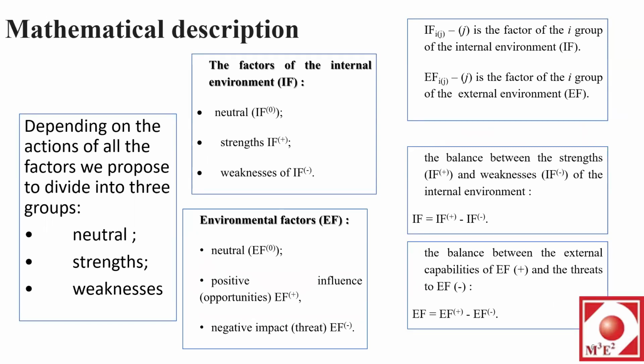Here we show basic mathematical formulas and symbols. Depending on the actions of all the factors, we propose to divide them into 3 groups: neutral, strength, and weaknesses. To assess the opportunities and threats of the environment, we calculate the weight value for these groups so that their share was 100%.